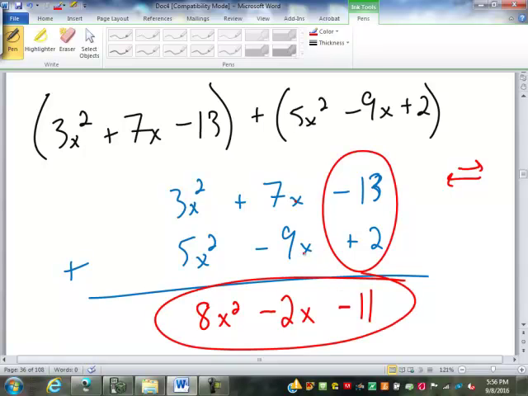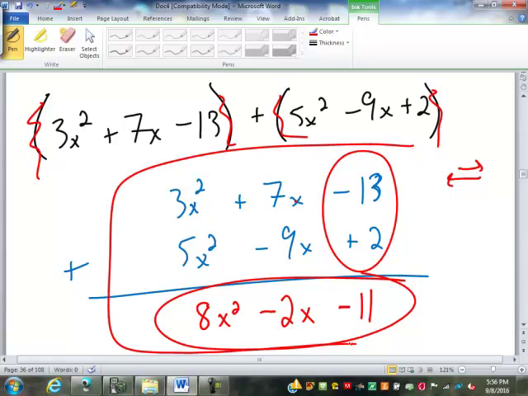Now I realize a lot of you are taught when you're adding, call them polynomials, you just take out the parentheses and combine like terms. That works. That's just a shortcut for what we're doing here. This is actually a long or full-blown way of adding polynomials. Looks just like adding whole numbers.